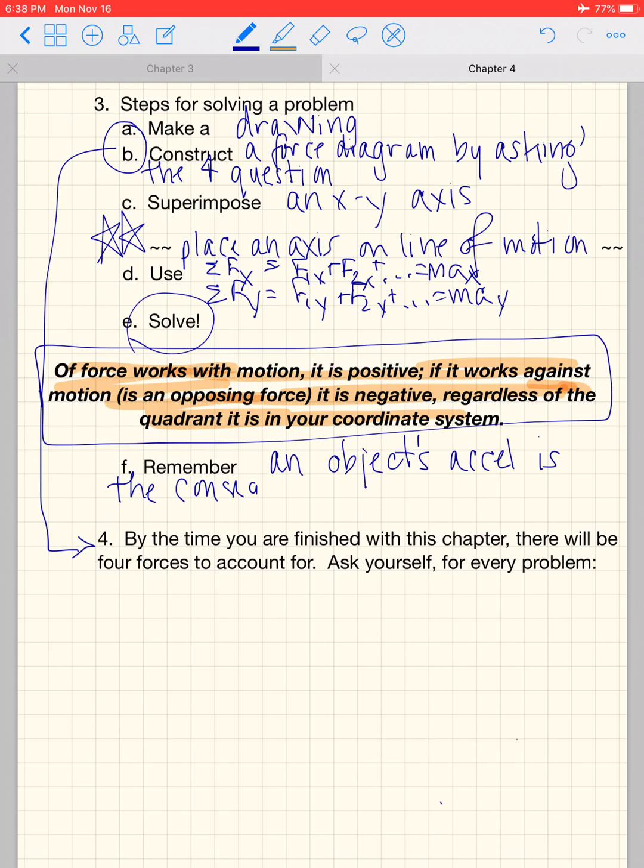Sorry about that. It's been a long day. It's actually now heading for 7 o'clock in the evening, and I'm running on an empty tank of gas, it feels like. An object's acceleration is the consequence of force, not a force itself.